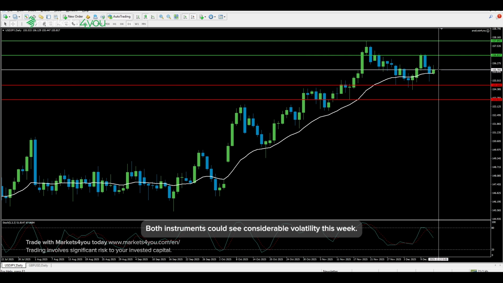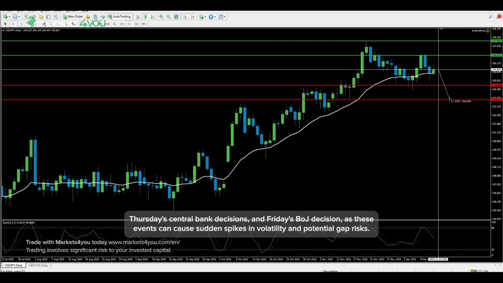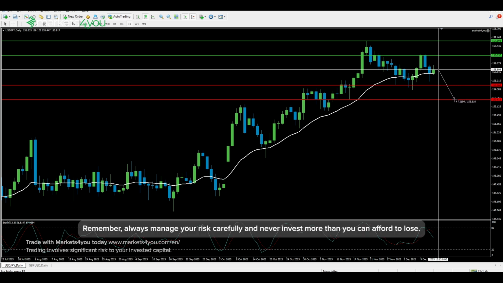Both instruments could see considerable volatility this week. Traders should be particularly cautious during Tuesday's U.S. non-farm payrolls, Thursday's central bank decisions, and Friday's BOJ decision, as these events can cause sudden spikes in volatility and potential gap risks. Remember, always manage your risk carefully and never invest more than you can afford to lose.